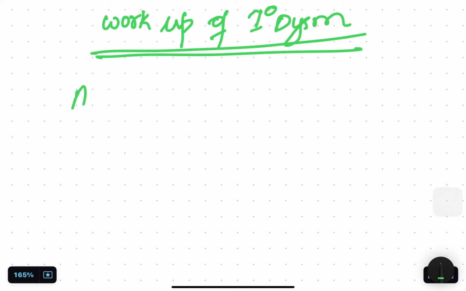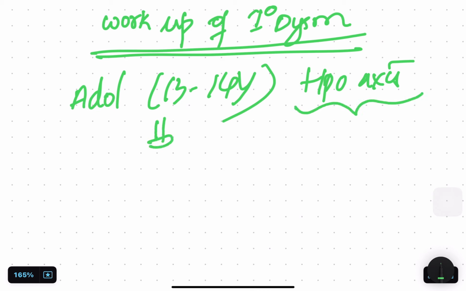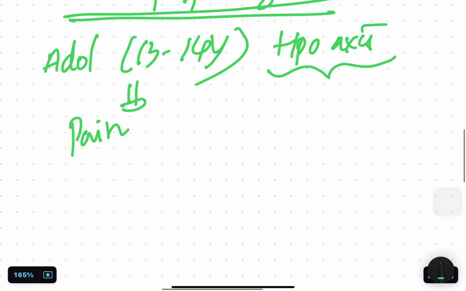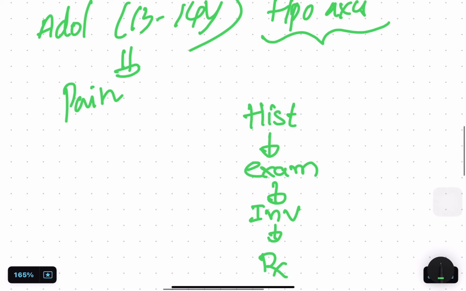An adolescent girl, 13 to 14 years of age, usually. The HPO axis might not be matured in this case. So what happens is they will have pain. Go with a general template: history, examination, investigation, treatment. Correct, no? This is how we go for any patient.